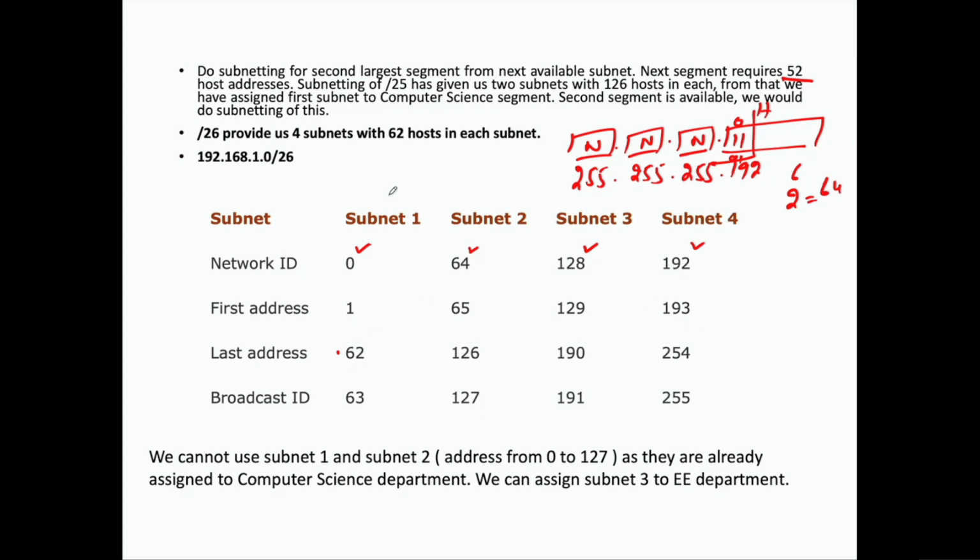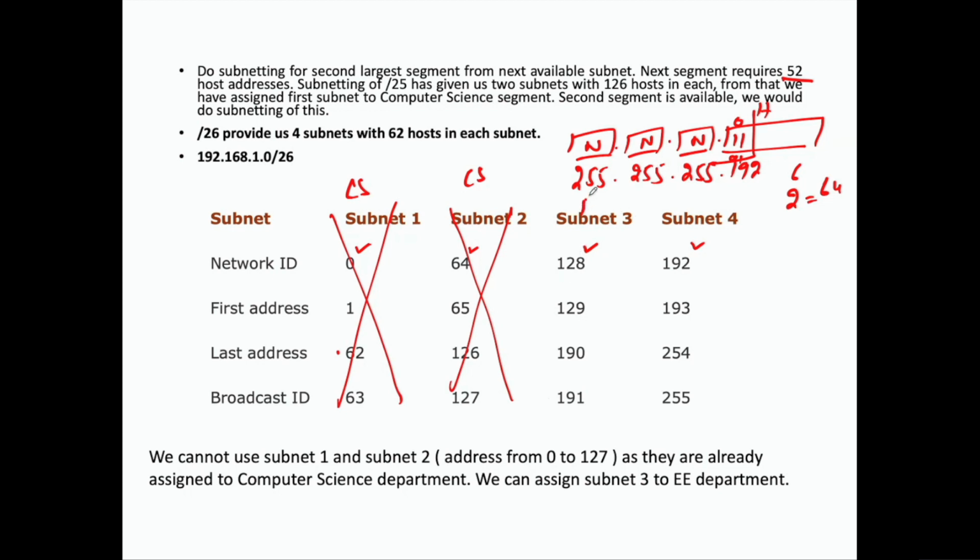So what do you think? Should I assign the node addresses from the first subnet to the EE department? No, I cannot. Why? Because this subnet is assigned to the CS. So in this range, computer science has node addresses. Can I assign this subnet? No, I cannot. Again, from this range, we have reserved addresses and node addresses of computer science. I cannot assign these 2 subnets.